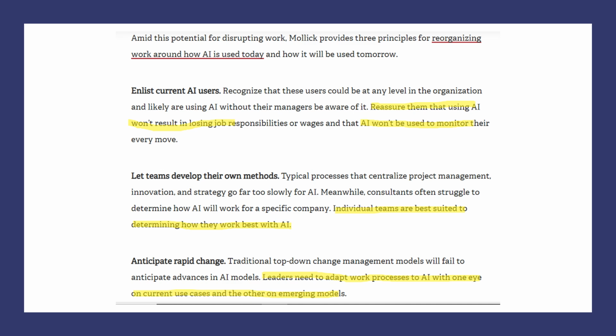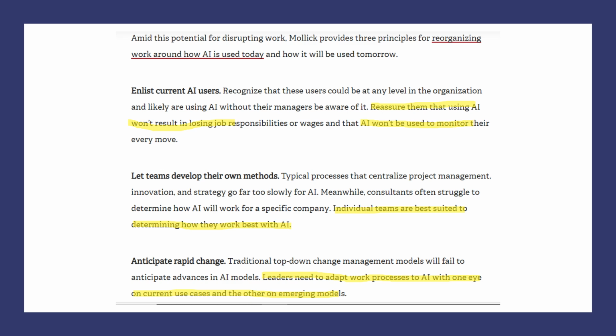The second principle is let teams develop their own methods. Typical processes that centralize project management, innovation, and strategy go far too slowly for AI. Meanwhile, consultants often struggle to determine how AI will work for a specific company. Individual teams are best suited to determining how they work best with AI, right?